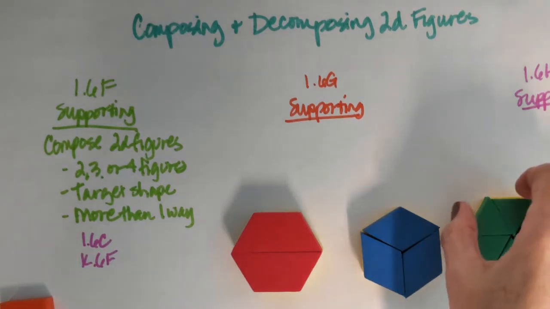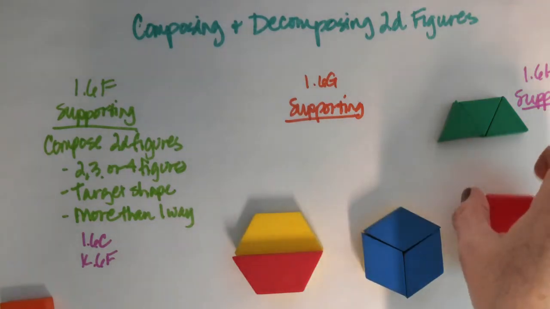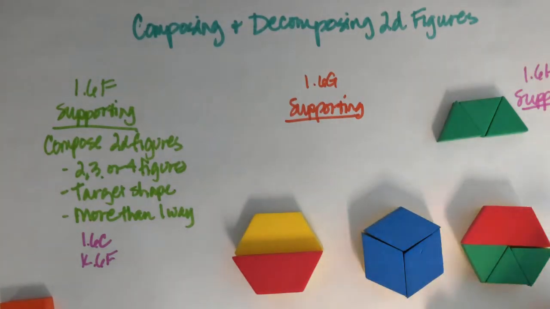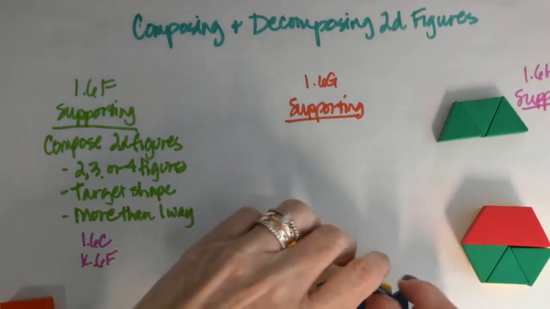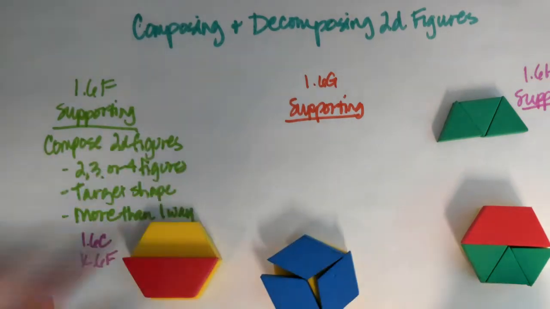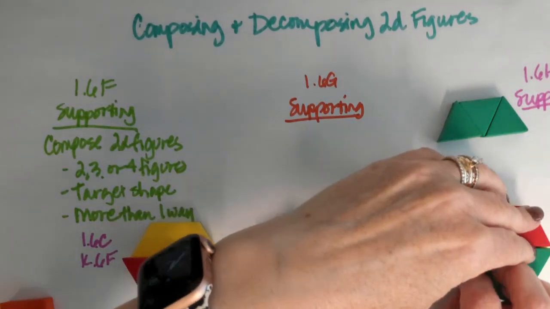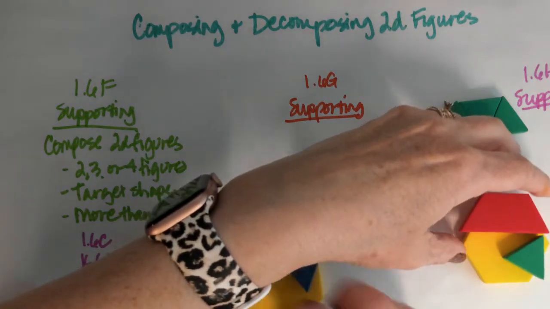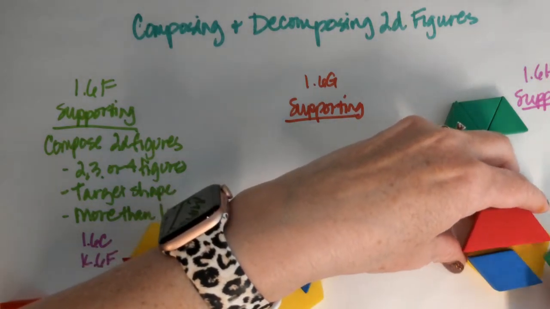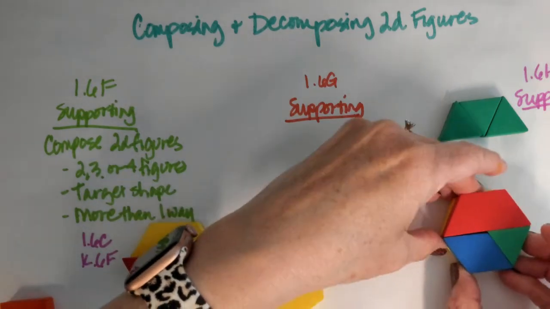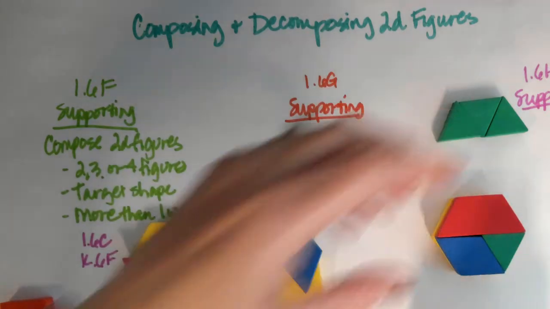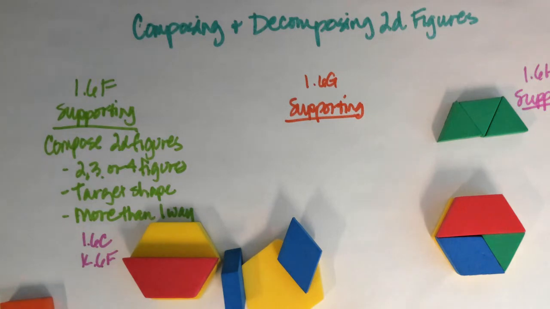But this fits our standard. It didn't say I had to use the same figure. It just said 2, 3, or 4 figures, right? This fits our standard. I've created the target shape of a hexagon. I've used 3 figures. I've done it in more than one way. I've done it in several ways. So I've allowed kids to explore, to figure out what can I do to compose this 2D figure.